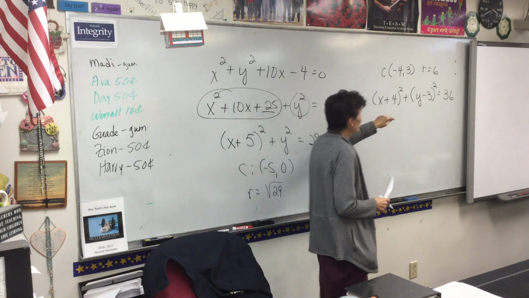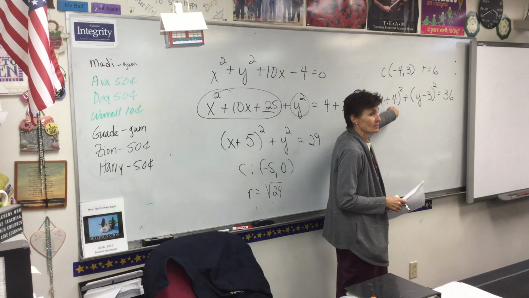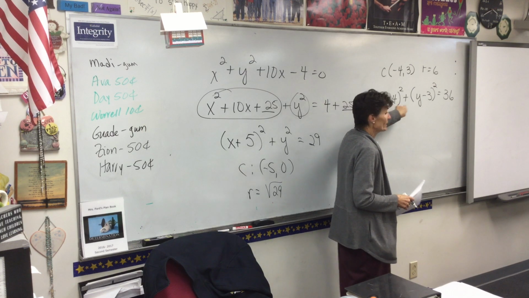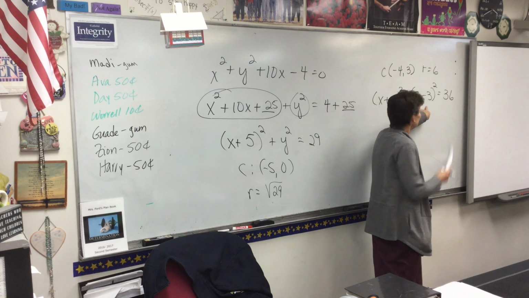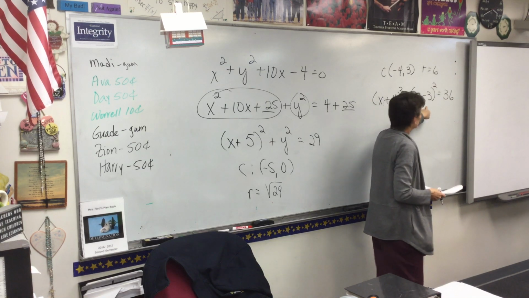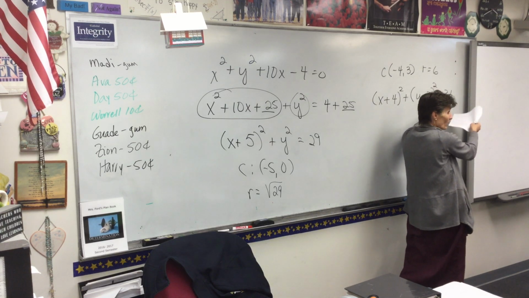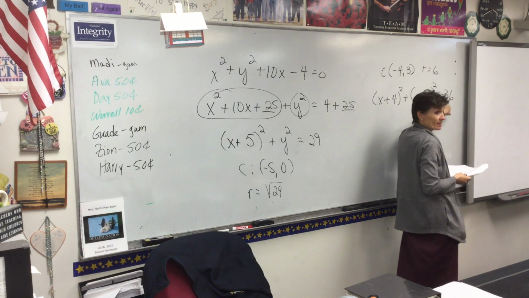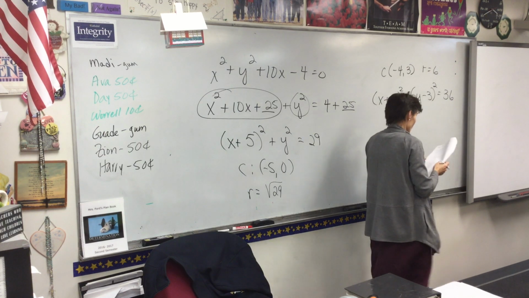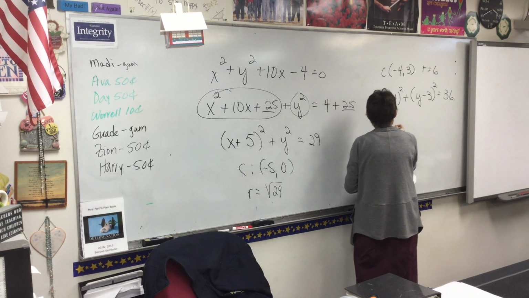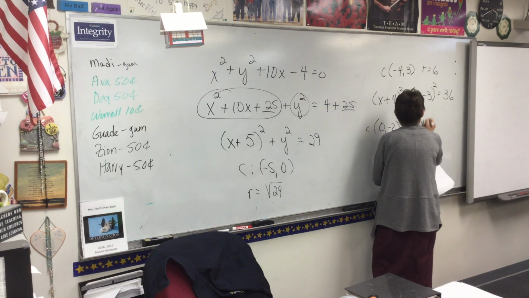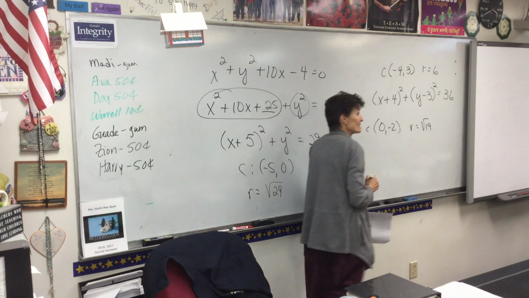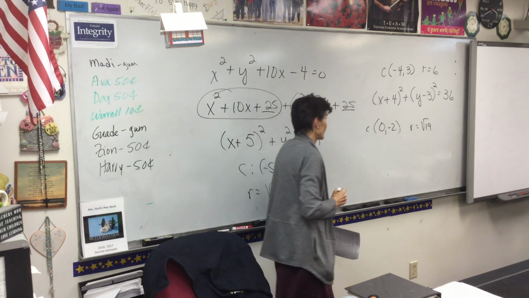Because if we found this equation somewhere, we would look at it and say, the center is -4, +3, right? And the radius is the square root of 36, which is 6. Perfect. What about the next one? 0, -2 is our center, and the radius is the square root of 19. What is that equation going to look like?